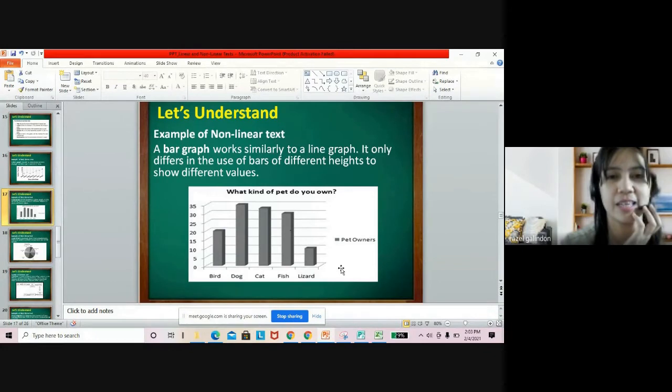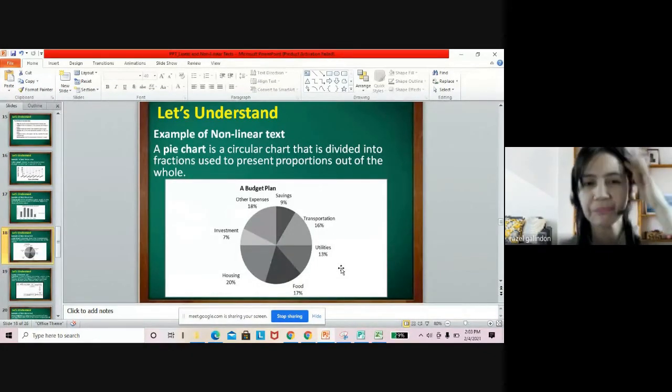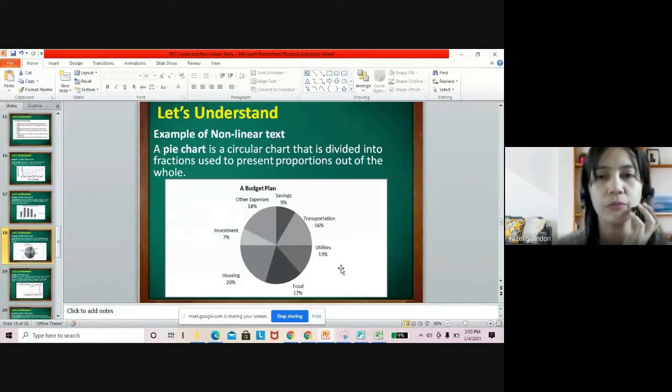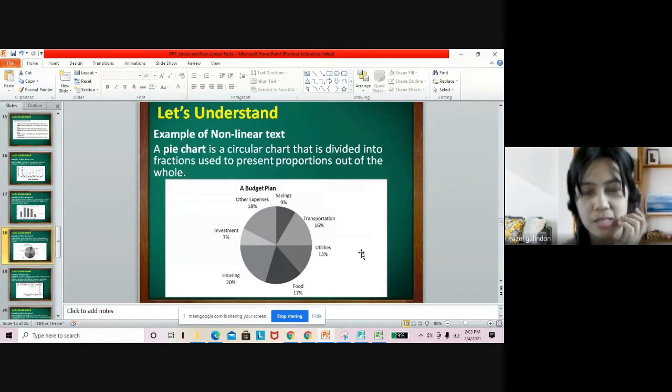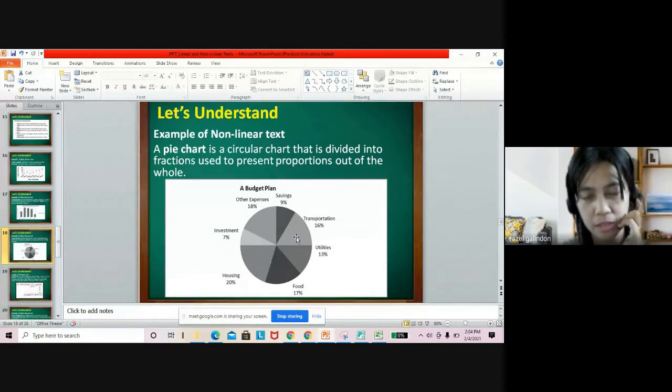Okay, so you are able to answer my questions, meaning you know how to read this nonlinear text. Let's proceed to the next type of nonlinear text, which is a pie chart. A pie chart is a circular chart divided into fractions used to present proportions out of the whole. So it looks like a pizza with several divisions. But unlike a pizza, it is not divided equally, because in the pie chart the divisions have different sizes of shares.